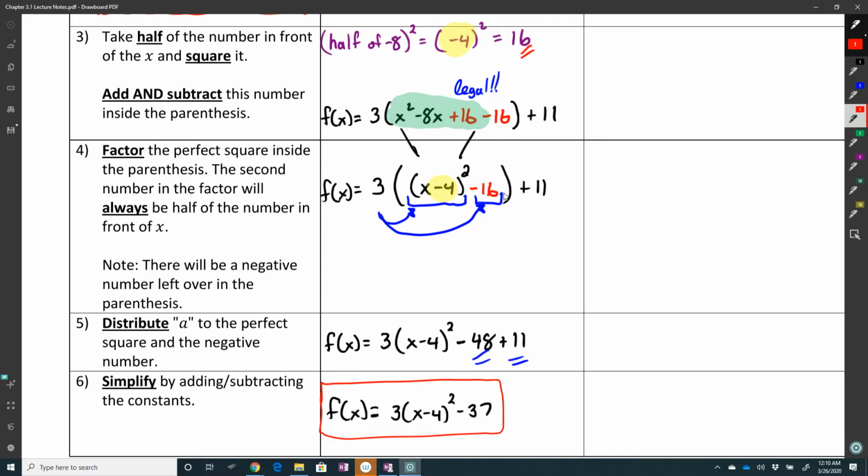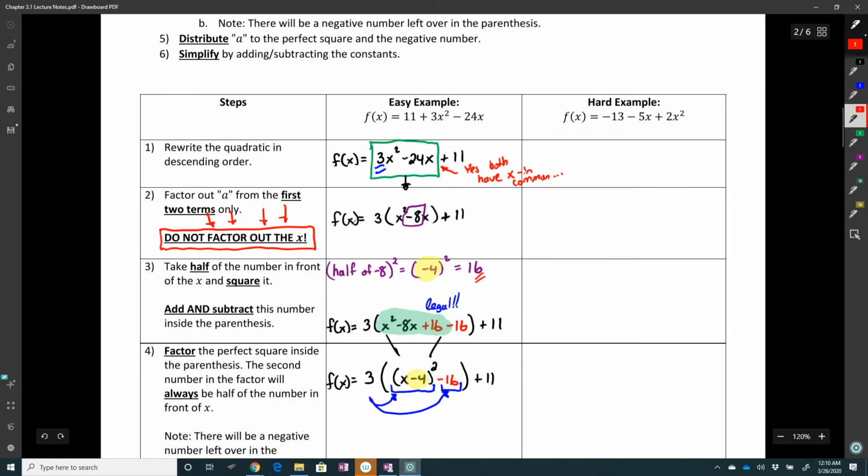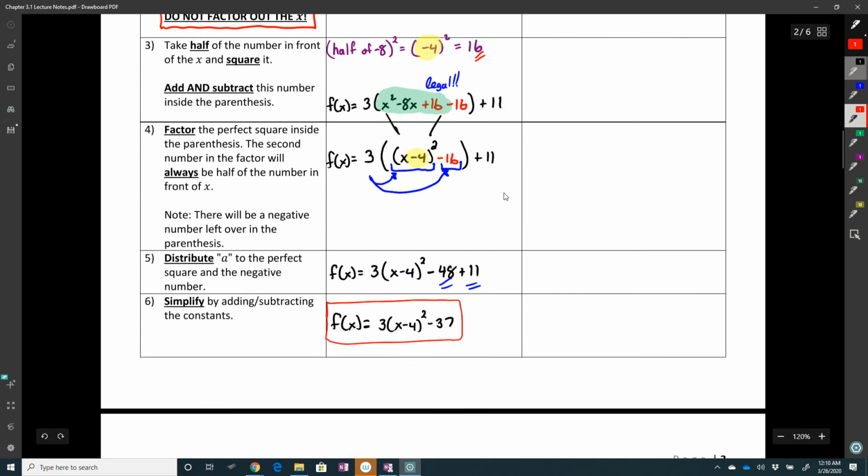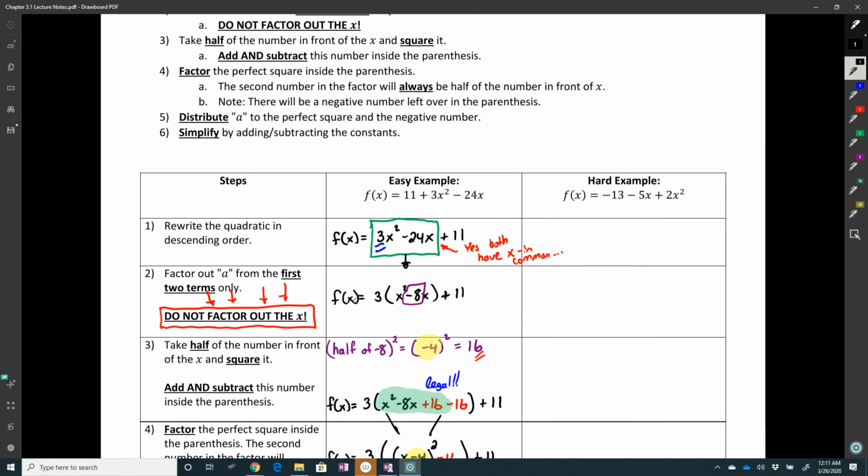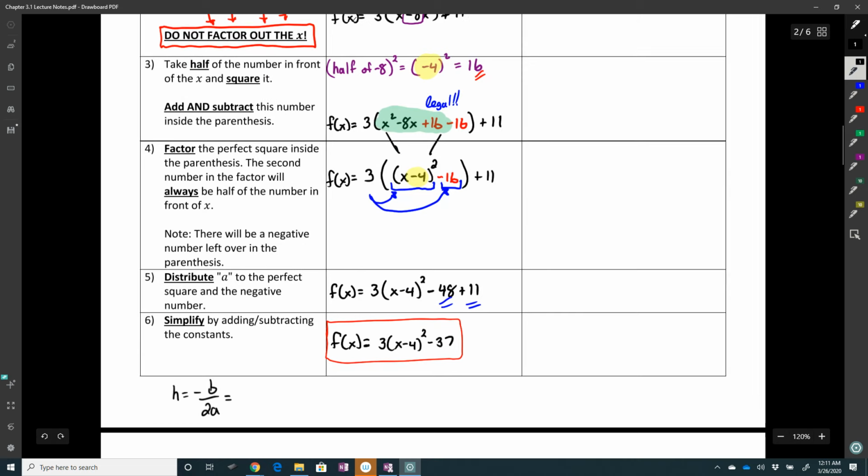There you go. And that is basically this whole process. So notice it's the same thing as negative b over 2a. If I looked at my original equation and I did negative b over 2a, my b would be negative 24, and my a would be 3. So that would be 24 over 6. 6 times 4 is 24. And notice that that matches the 4 that's right there.